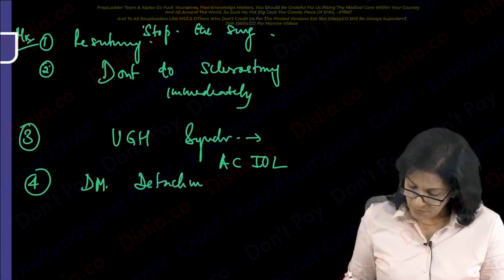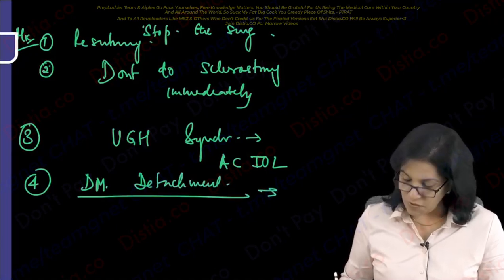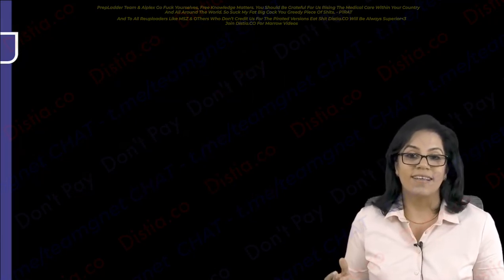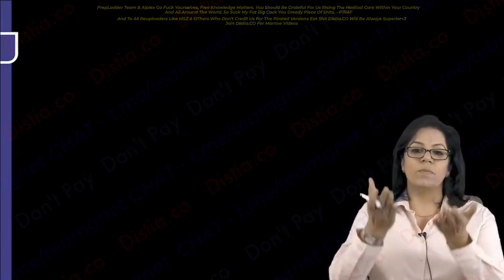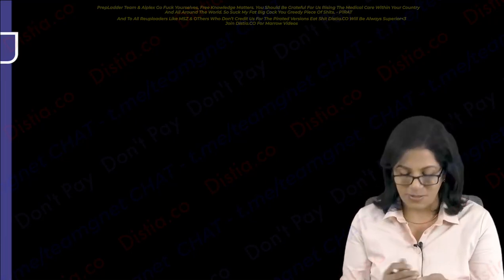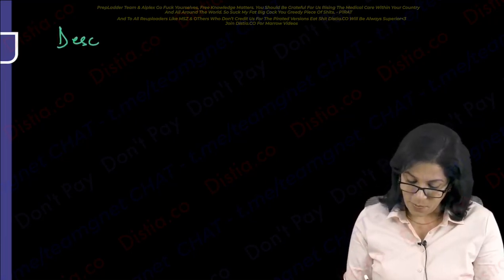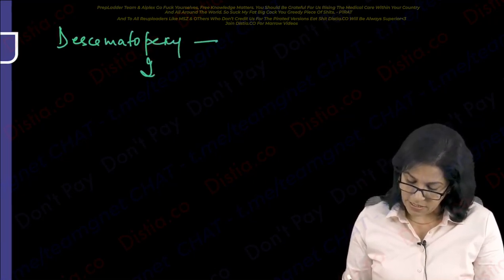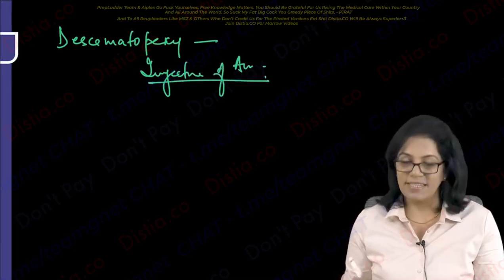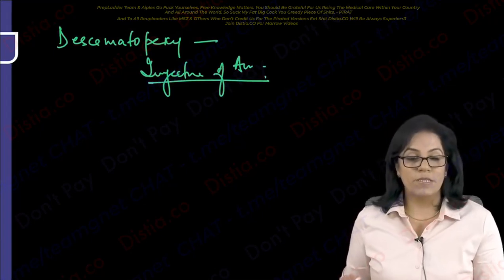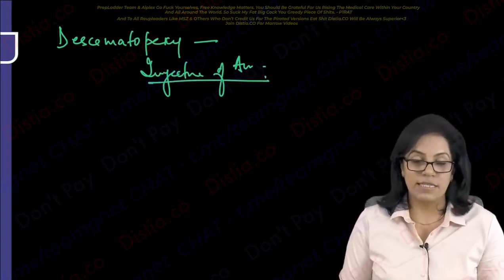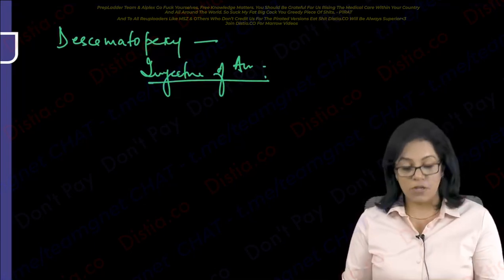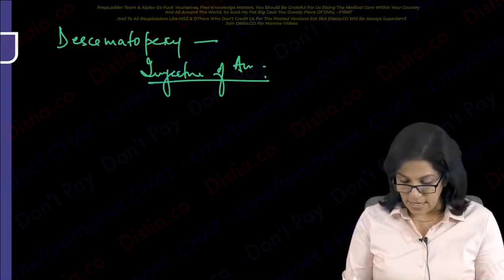When there is a Descemet's membrane detachment, we have to go for descematopexy. How do you do that? Just inject air. Due to the pressure, the Descemet's membrane reattaches. Okay, that is called descematopexy. This is done by injection of air in the anterior chamber. So this was about some important ones. These are operative complications. Now the next heading is acute postoperative.